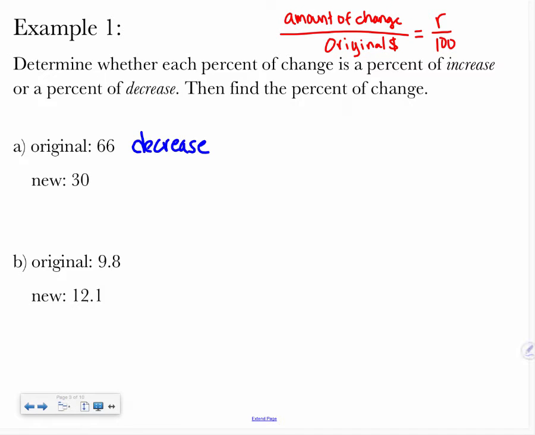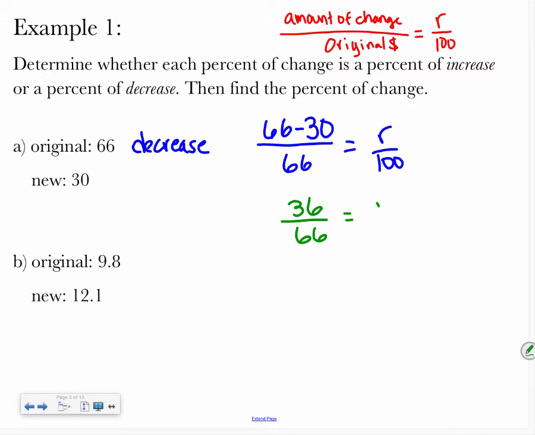Our amount of change, to go from 66 to 30, how much change is there? So you can do 66 minus 30 all over, what's our original price? 66 equals r over 100. You might be wondering why I have 66 minus 30. I did that because that's going to tell me how far apart the two prices are. So 66 minus 30, that's really just 36 over 66 equals r over 100.